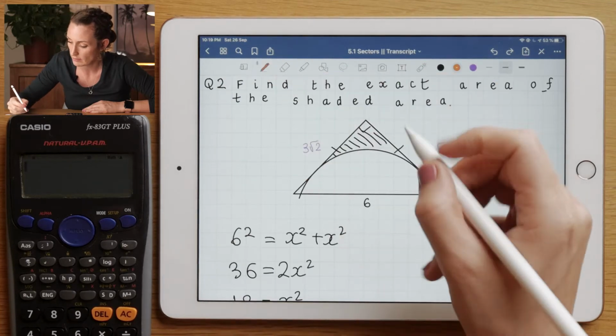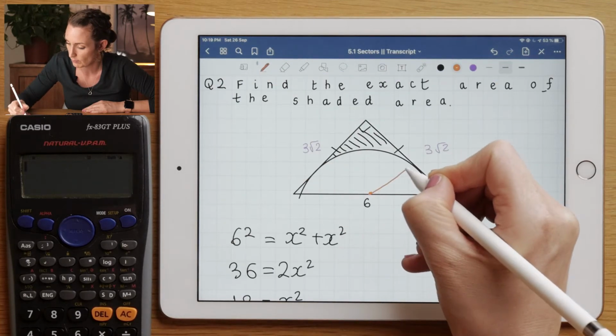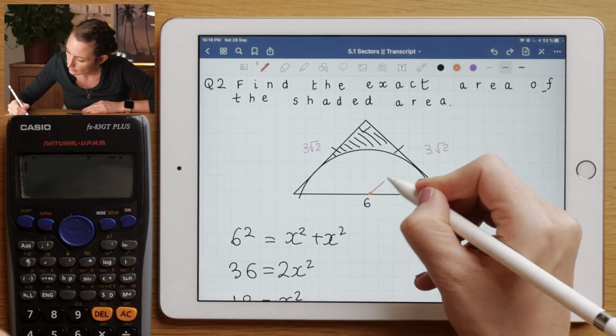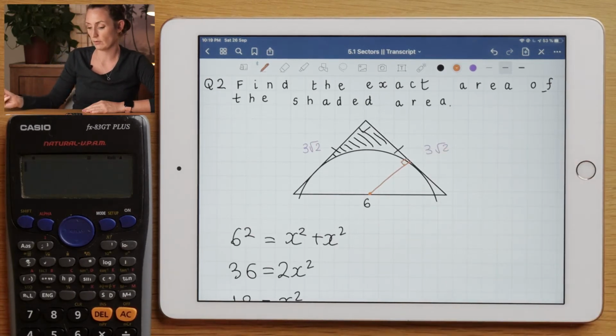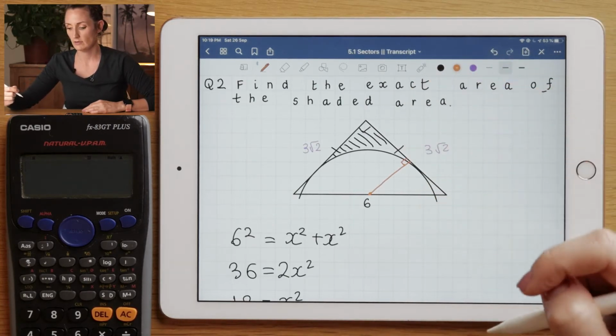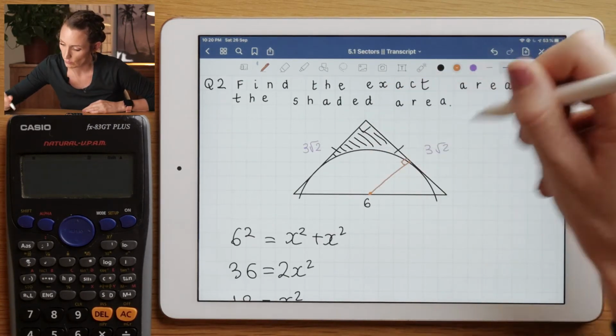So if I pencil in the radius from the center to the point of intersection, I know that that must be a 90-degree angle there, because the tangent meets the circle. The tangent meets the radius at 90 degrees always.